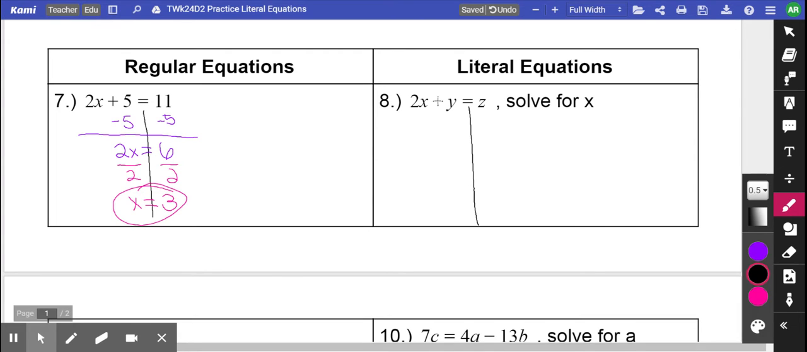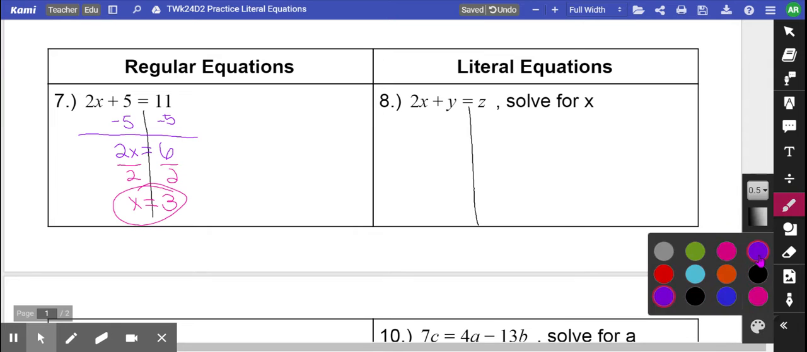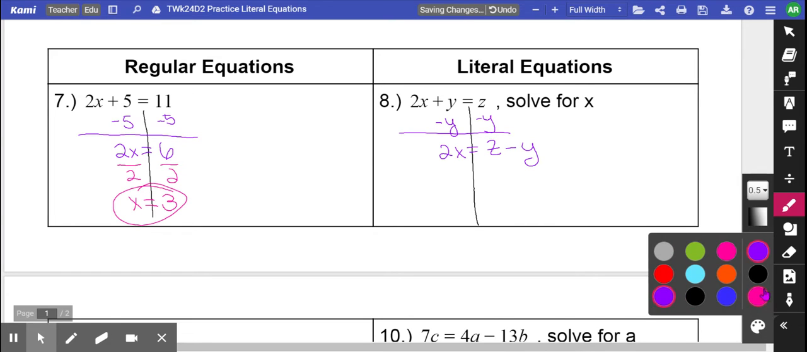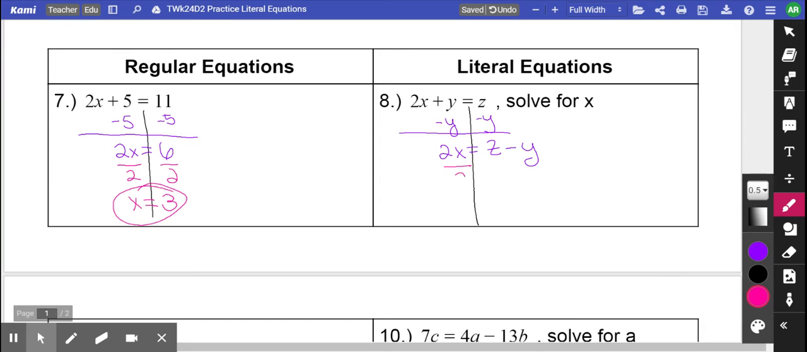We're still solving for x. Same thing. If I subtracted 5 for number 7, I'm going to subtract this y for number 8. So now we have 2x equals, write it how you say it, z minus y. Again, I have this 2 that's being multiplied to the x, so to get rid of it, I divide by 2. But you need to be careful with literals. If you divide on the other side, you got to divide everything. So when I rewrite this, I have z minus y all over 2, which is what I would say, okay?